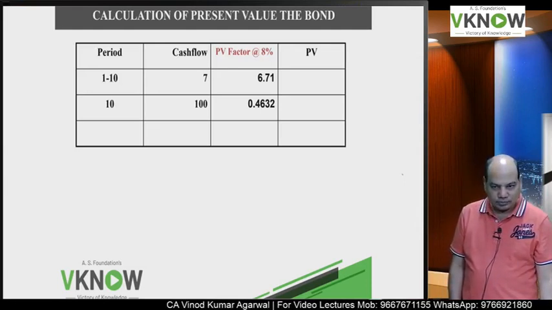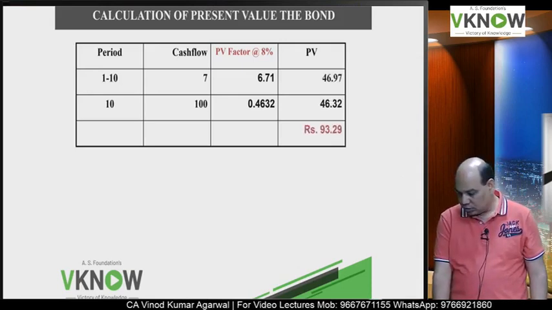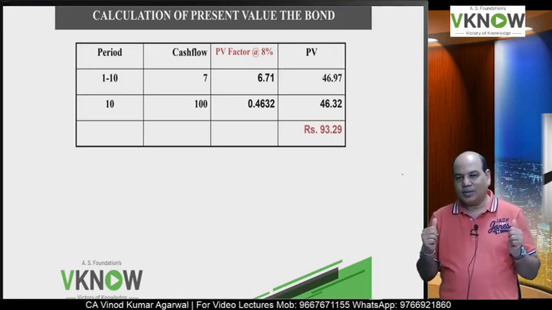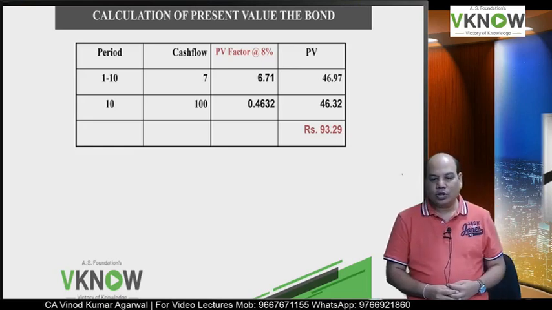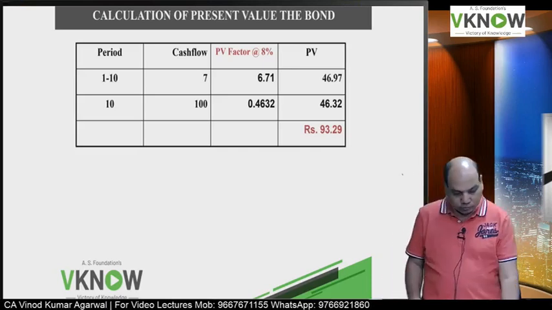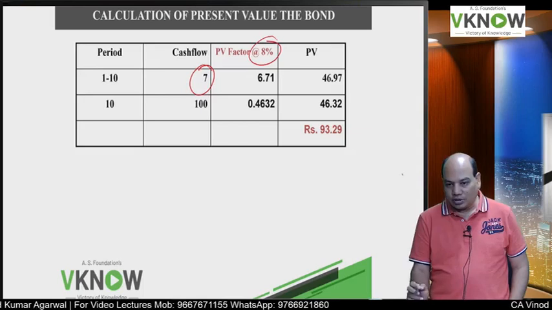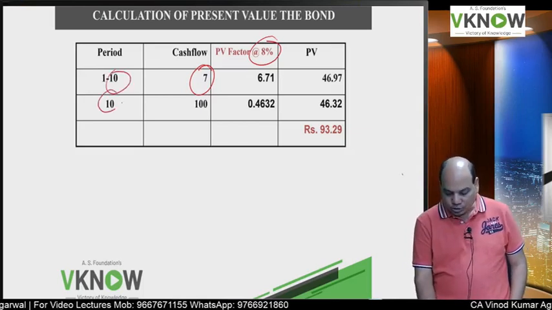Yes. Answer is 93.29. Very good. You are right. Amazing. So this is how you will solve questions of semi-annual bond. Coupon rate half, discount rate half, number of years multiply by 2.